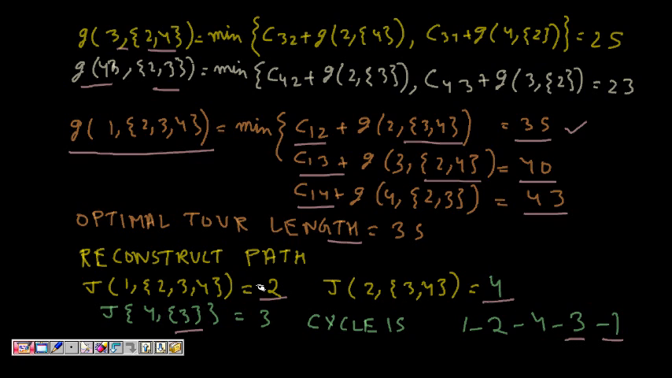So this gives me the smallest cycle. I hope you understand this traveling salesman problem and how to solve it using dynamic programming.